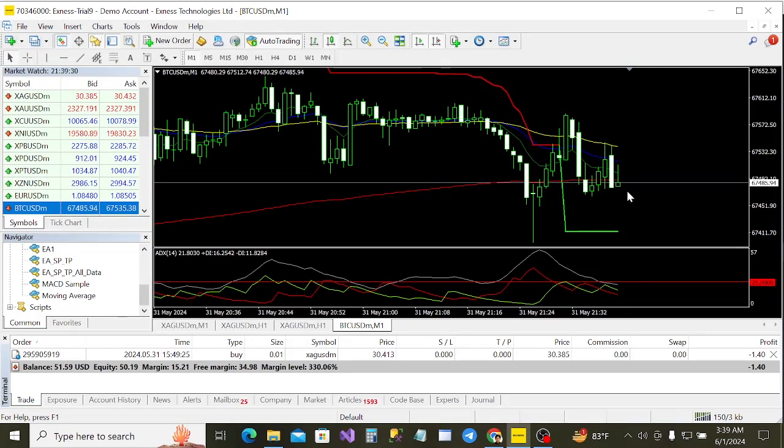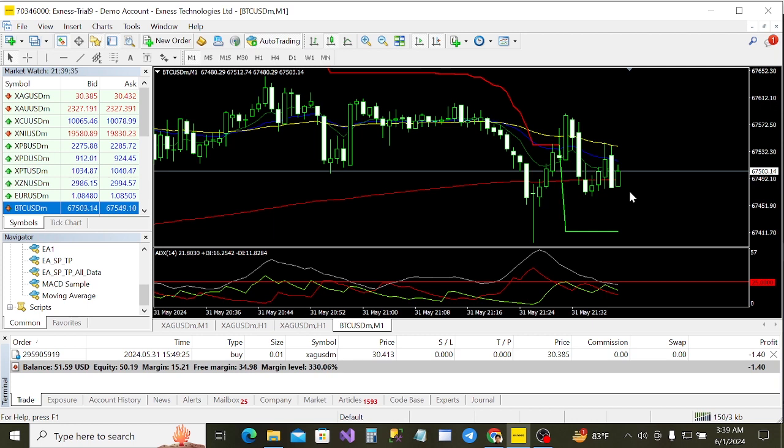Forex, short for foreign exchange, refers to the global marketplace for trading national currencies against one another. It is one of the largest and most liquid financial markets in the world, with a daily trading volume exceeding $6 trillion. Here's an overview of key aspects of Forex.